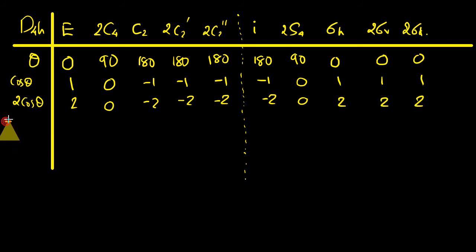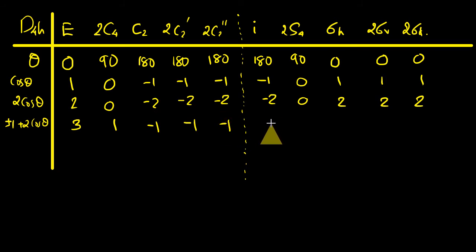Now I am going to calculate plus or minus 1 plus 2 cos theta. We will apply plus 1 in the case of proper rotations, that is the operations left of the dotted line, and we will apply minus 1 to those operations which are right of the dotted line, that is improper rotations. So in all these cases we have to apply plus 1. So 2 plus 1 is 3, 0 plus 1 is 1, minus 2 plus 1 is equal to minus 1, minus 2 plus 1 is minus 1, minus 1 here. And here we have to apply minus 1.